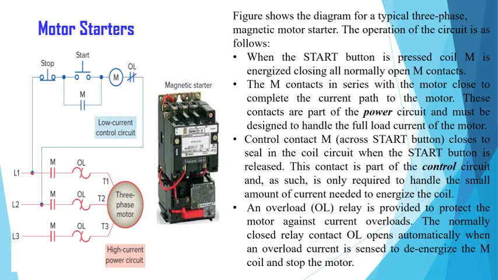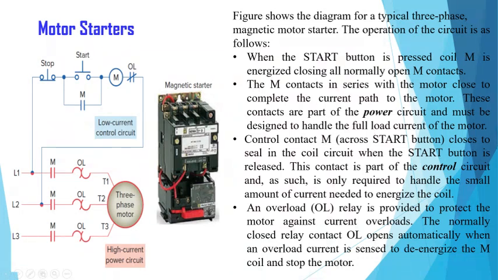Now, where are these motor starters used? Here, the figure shows the diagram of a typical three-phase magnetic motor starter. It includes the start button, the stop button, the overload relay, and the motor coil. Again, three motor contacts are there. And a three-phase motor is connected in series with the motor contacts.